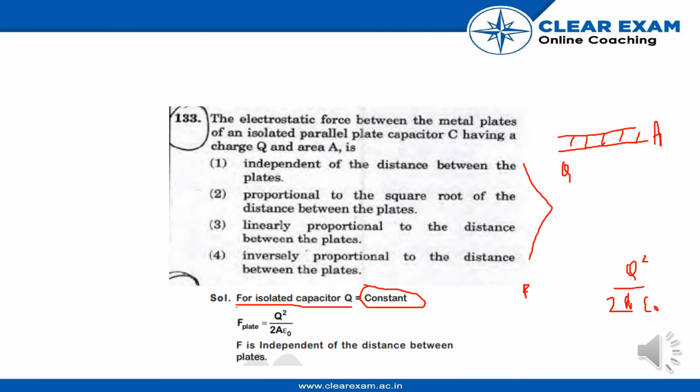Since F is independent of the distance between the plates, for the isolated capacitor, it is independent of the distance between the plates. So we can say that the electrostatic force between the metal plates of an isolated parallel plate capacitor C having a charge Q and area A is independent of the distance between the plates. There is no dependence on the distance between the plates since they are parallel to each other. So we can say that this is our solution.